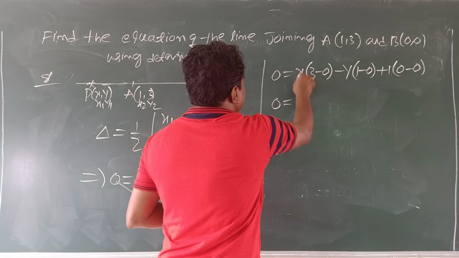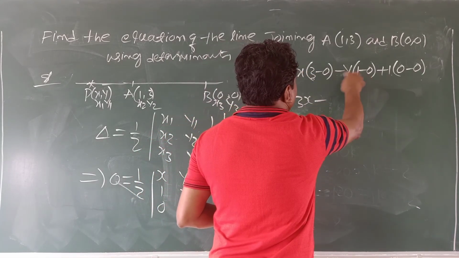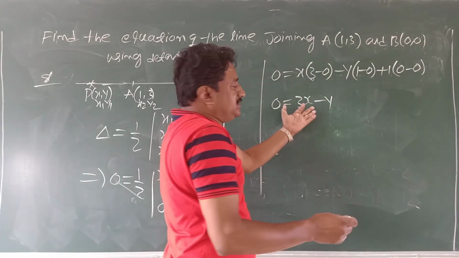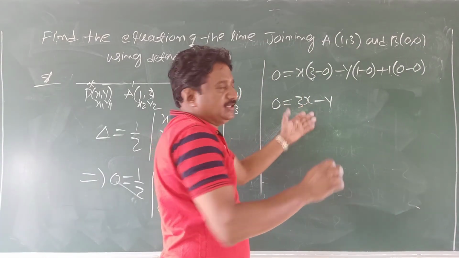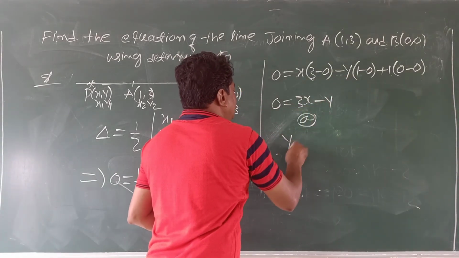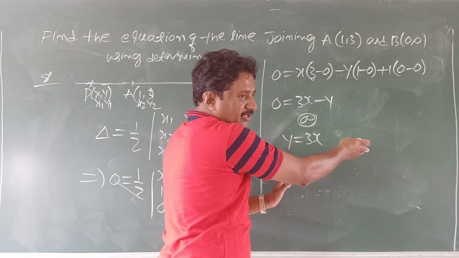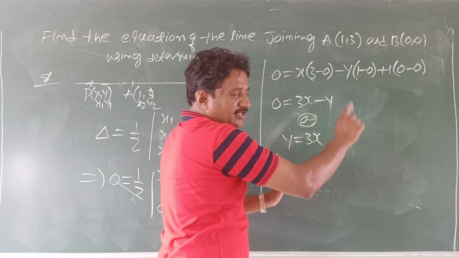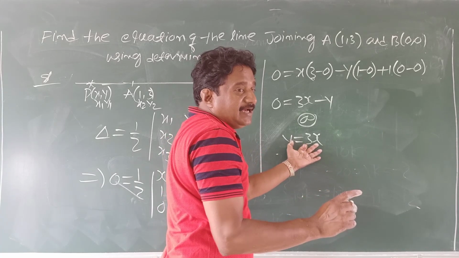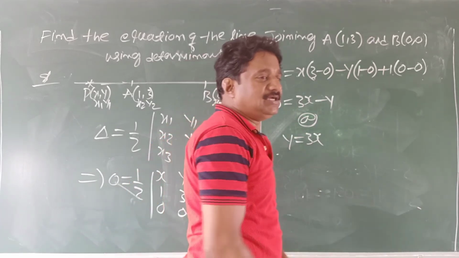0 is equal to 3x minus y into 1, so the other terms are 0. For this itself you will get 2 marks. This is the straight line's equation. Or you can write y is equal to 3x. y is equal to mx plus c. Have you heard that? All linear equations, with power 1, represent straight lines.